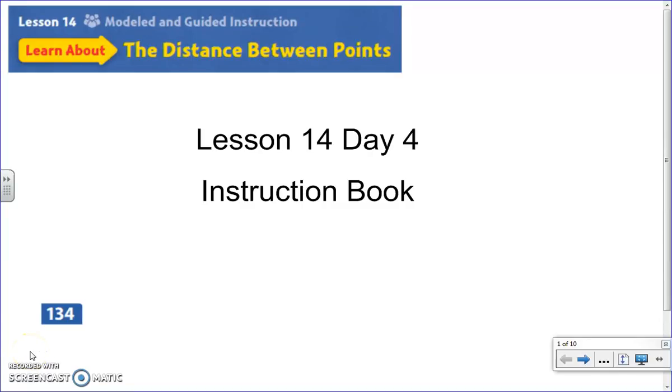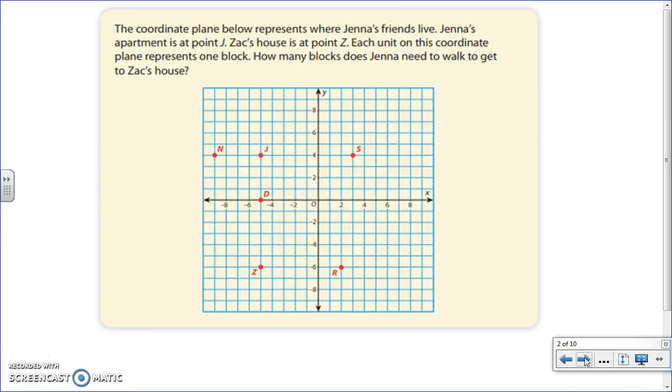This is Mr. Gillum, and today we're going to be talking about the distance between points. This is in your instruction book on page 134. We're going to take a look at this coordinate plane.